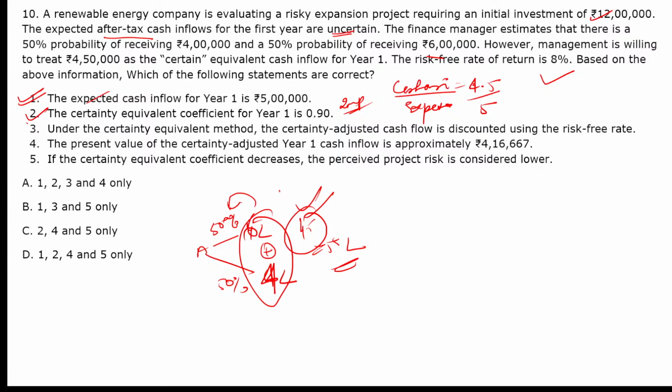So this is correct. Under the certainty equivalent method, the certainty adjusted cash flow is discounted using the risk-free rate. Do you think this is correct? Correct. The present value of the certainty adjusted year 1 cash flow is approximately 41,667. So 4.5 into what is the factor? The 8%. So divided by 1.08.